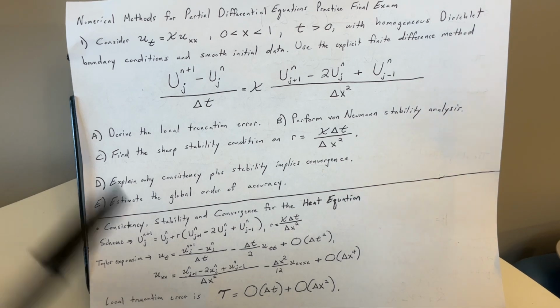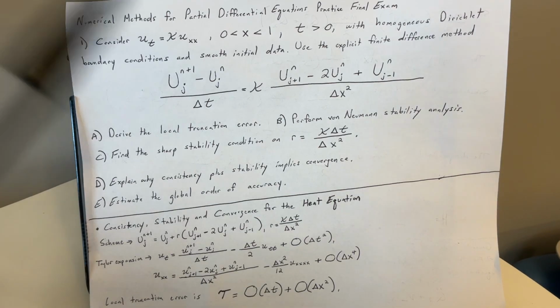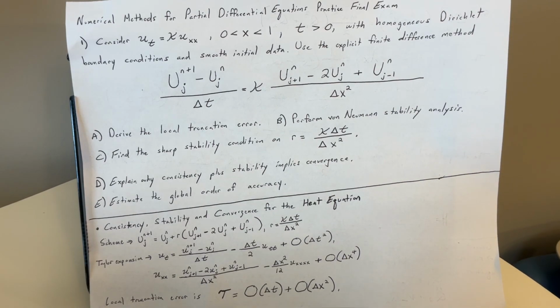So u sub xx equals u sub j plus 1 n minus 2 u sub j to the n plus u sub j minus 1 to the n over delta x squared minus delta x squared over 12 times u sub xxxx plus order delta x to the fourth. So our local truncation error is tau equals order delta t plus order delta x squared.